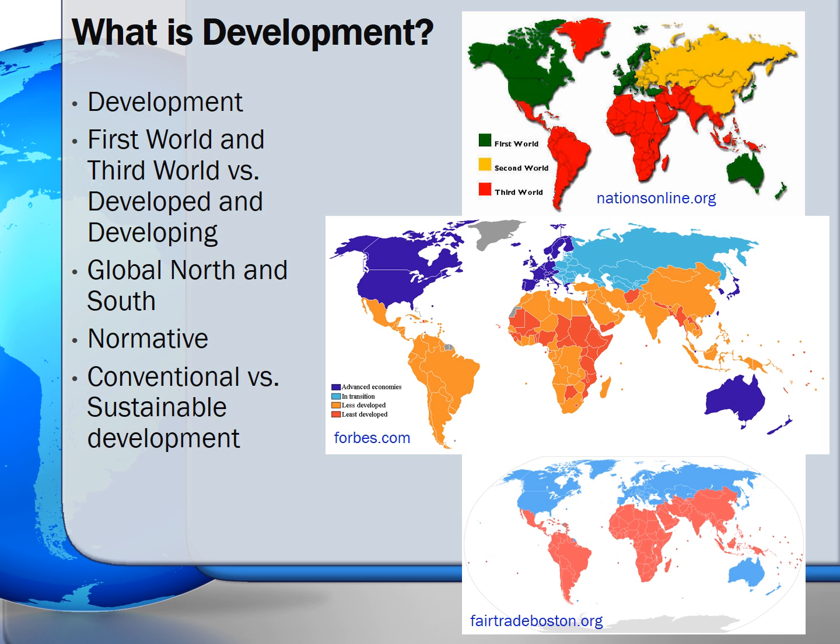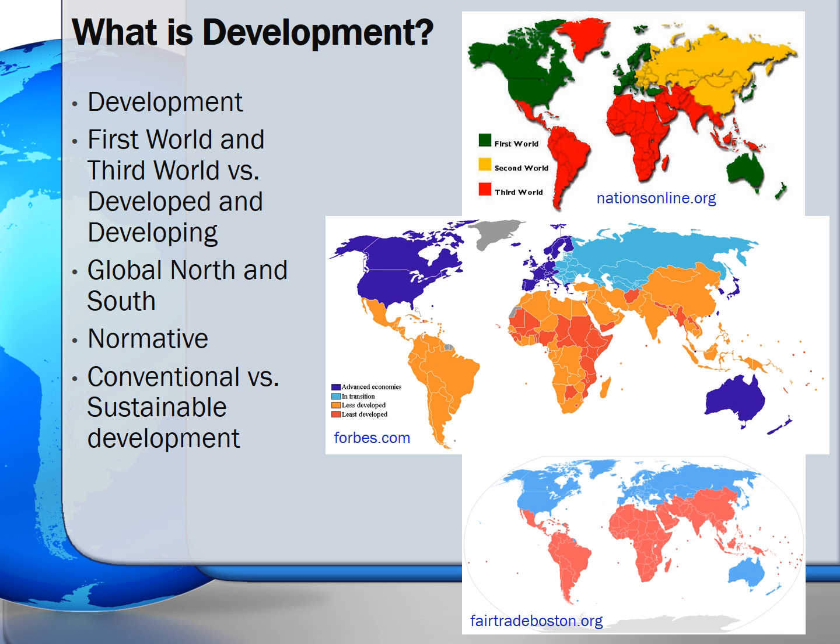The map at the top shows the three distinct worlds. The first world included the United States, United Kingdom, and their capitalistic allies. The second world contained the Soviet Union, China, and their communistic allies. The third world was then considered neutral or non-aligned countries.